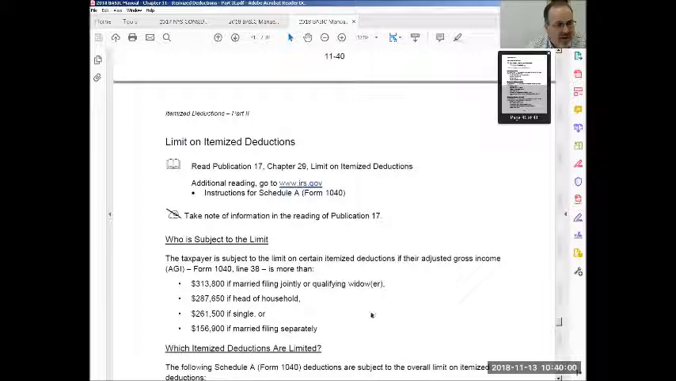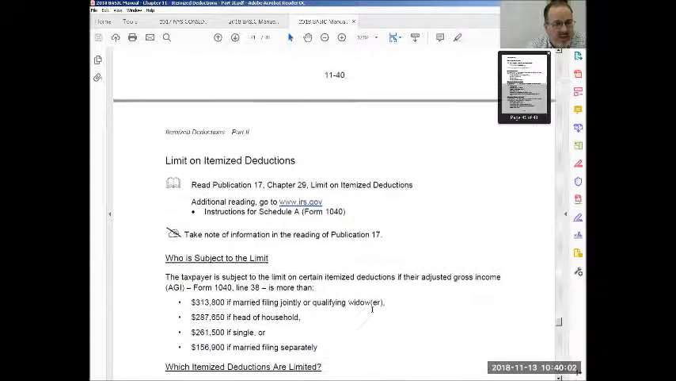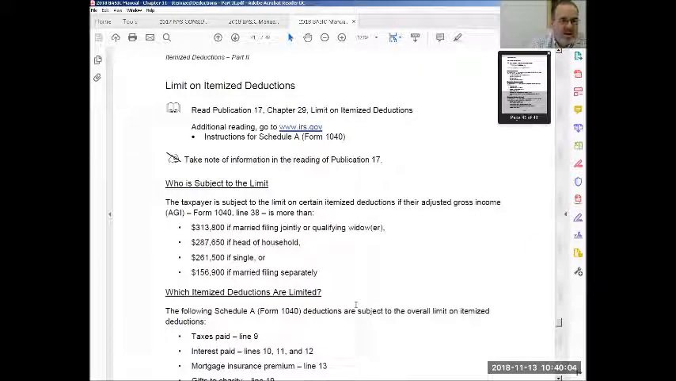There is a limit on page 1141 on itemized deductions, so you can't go absolutely crazy giving to the church. There is a phase out, if you will. If somebody's income gets above married filing joint 313 or single 261, you can see that there is a limitation there.